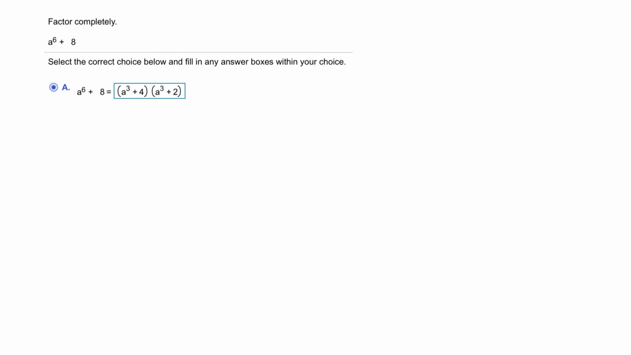Factor completely. Ooh, there's a 6 there. We haven't played with 6s. But maybe we could do the same thing. Like, this isn't a difference of squares, and there's only two terms, and there's nothing common you can factor out of it. So it's got to be one of those, this time it's a plus, so it'll be a sum of cubes. So if I have a cubed plus b cubed, I can factor that according to this formula, and it'll be a plus b times a squared minus ab plus b squared.